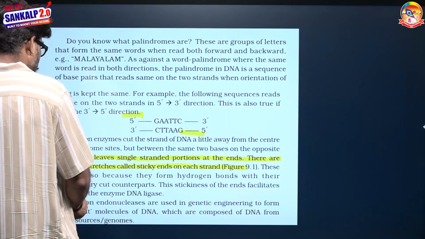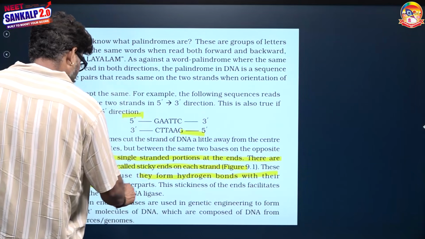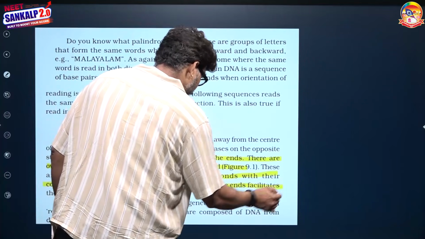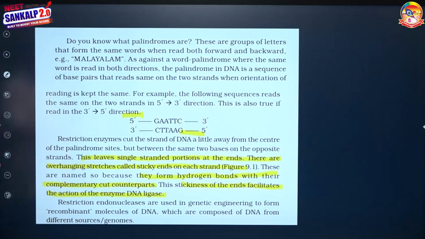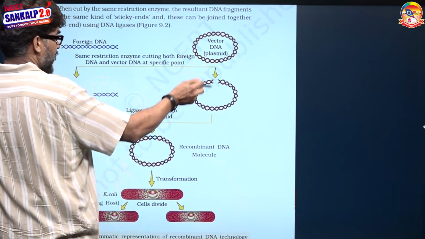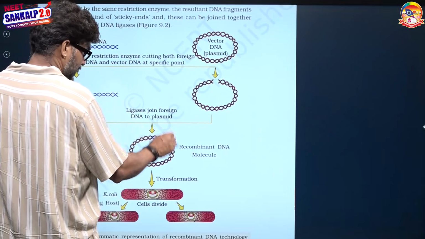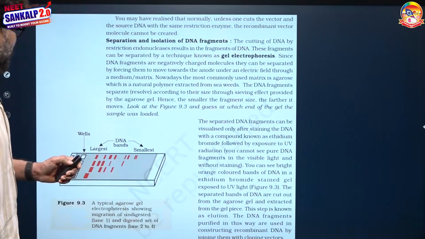These sticky ends are named so because they form hydrogen bonds with their complementary cut counterparts. This stickiness of the ends facilitates the action of the enzyme DNA ligase. Very important part: restriction endonucleases are used in genetic engineering to form the recombinant DNA molecule. Here they show that this is the vector DNA, it is cut, and this is the desired DNA, it is also cut. Both are joined together with the help of ligase, the recombinant DNA is formed and transferred into the cell, and as the cell divides, our recombinant DNA also multiplies.